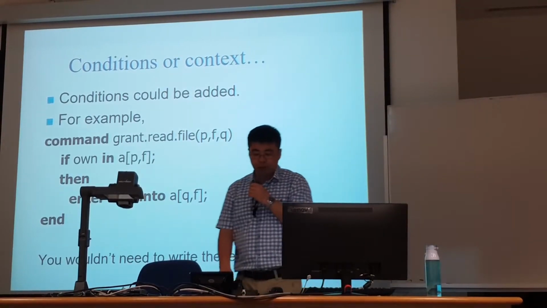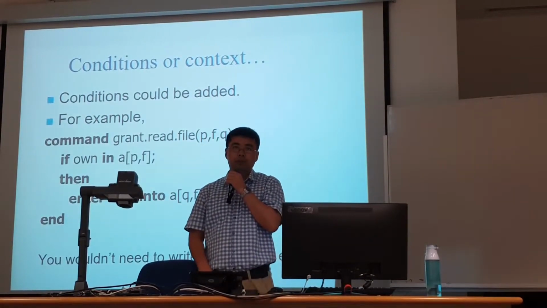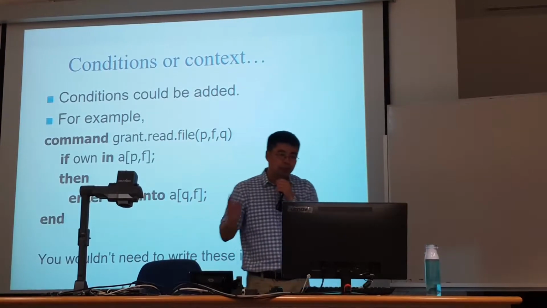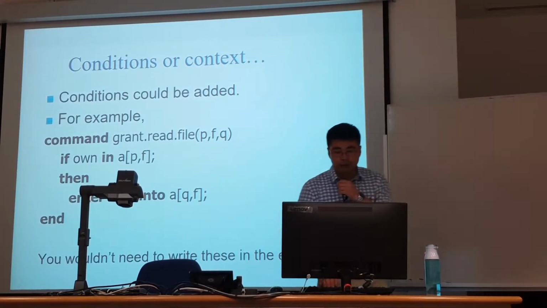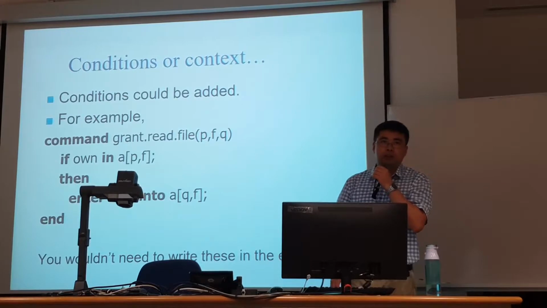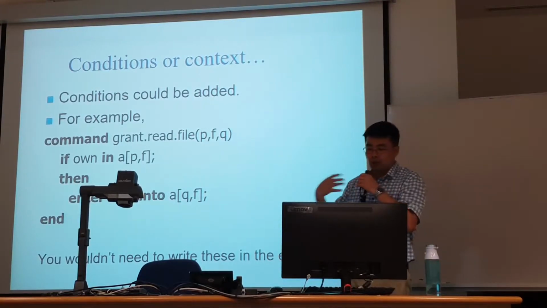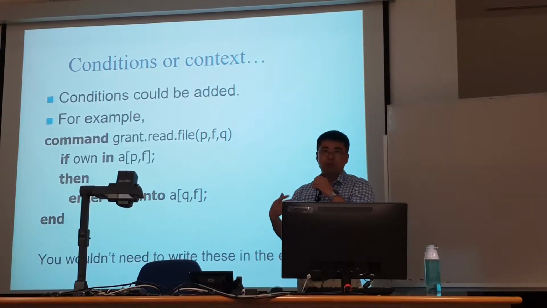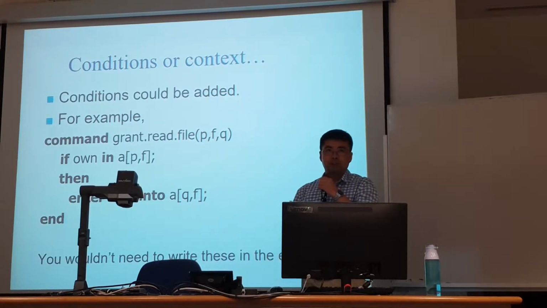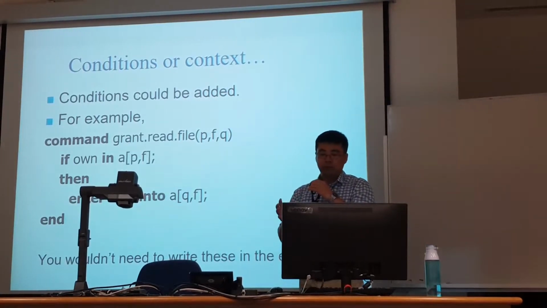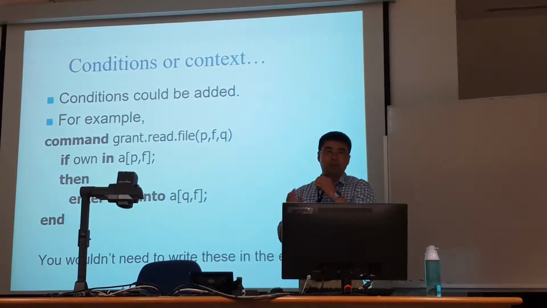In system security there are a few important principles. Here, one of the important principles is the principle of attenuation. That means you can grant the permission only when you have the permission. If you don't have that permission, you are not allowed to grant that permission to another person. So this is quite straightforward.